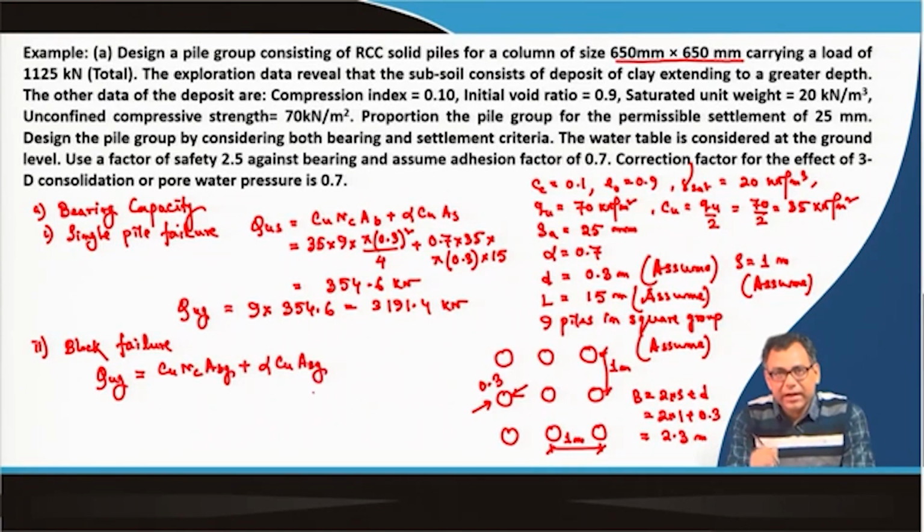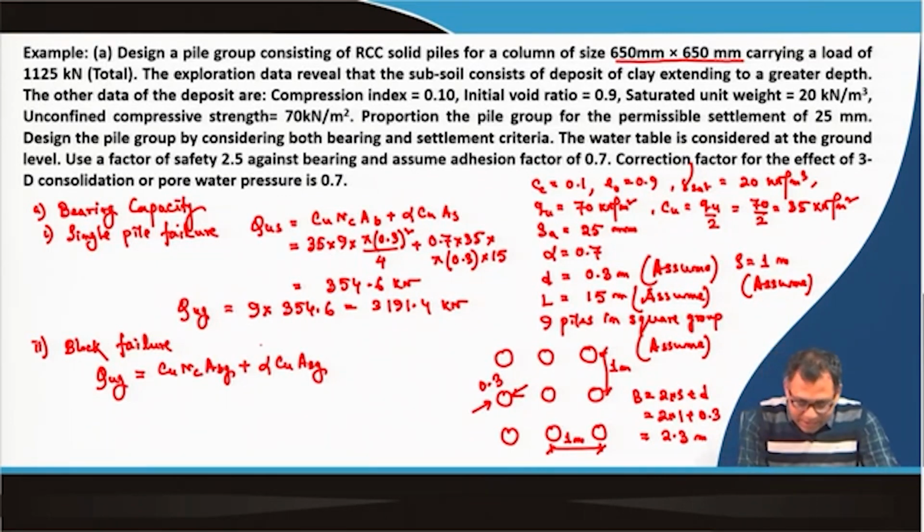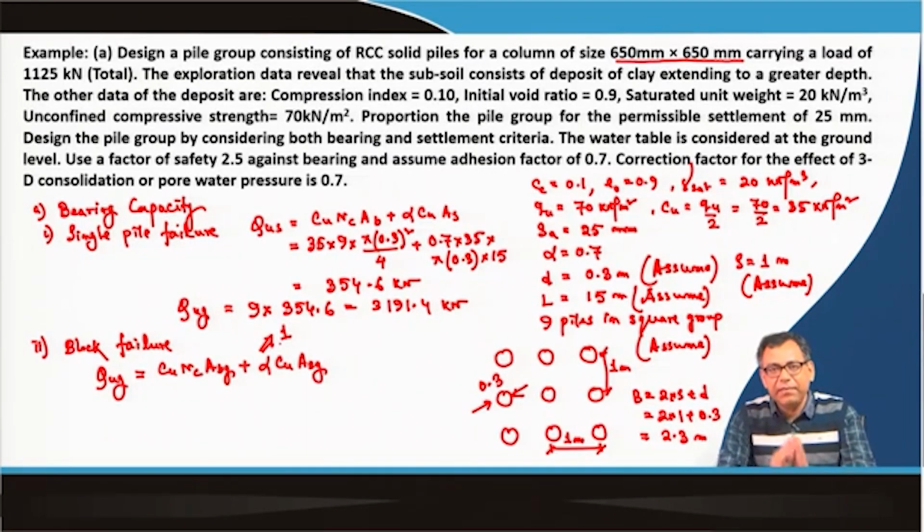Now, there is a question: in a single pile the interaction is between the pile and the soil, so we are taking the adhesion factor. But now in the group pile, it is a block, so this block is basically interacting. Here the distance between the piles is more, so more soil will interact compared to the pile. That is why the adhesion factor for a group pile is considered as 1, because the interaction is between soil versus soil in the case of a group pile. So that is why you are taking the adhesion factor as 1.